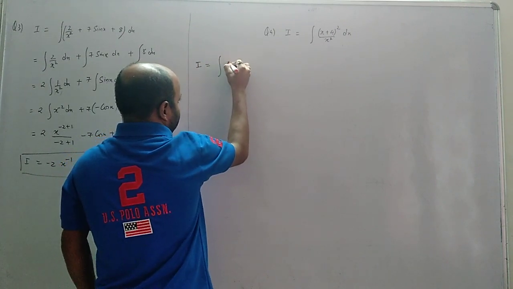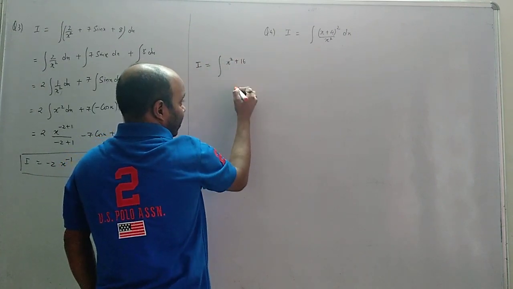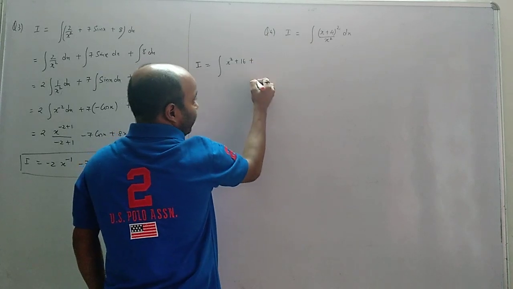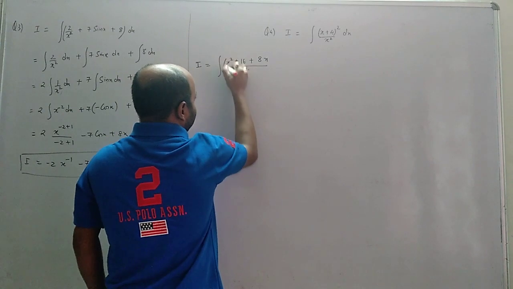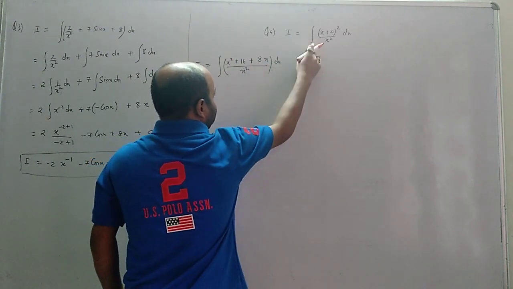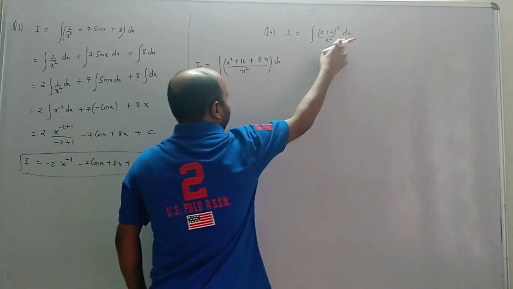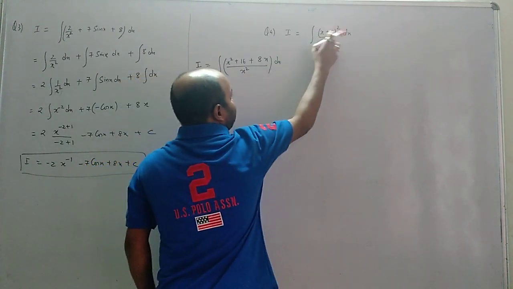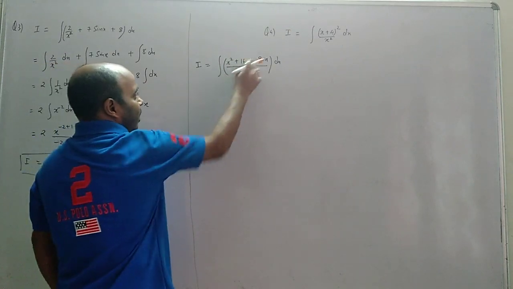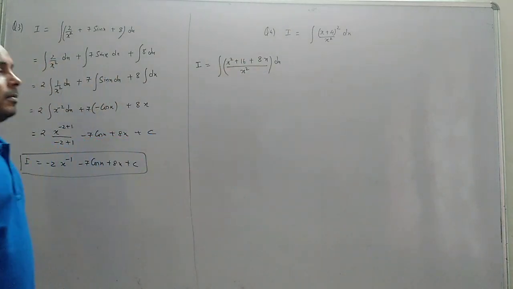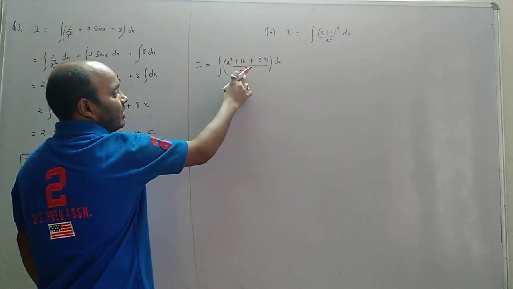Formula लगाओ. A square plus b square, 4 square is 16, plus 2 into ab, 2 4 is 8, x, whole divided by x square, dx. So integration will remain integration, dx will remain dx, only I am opening the inside part. Now, at this point, it is plus plus form, but can we segregate them? No, because of this x square in the denominator.